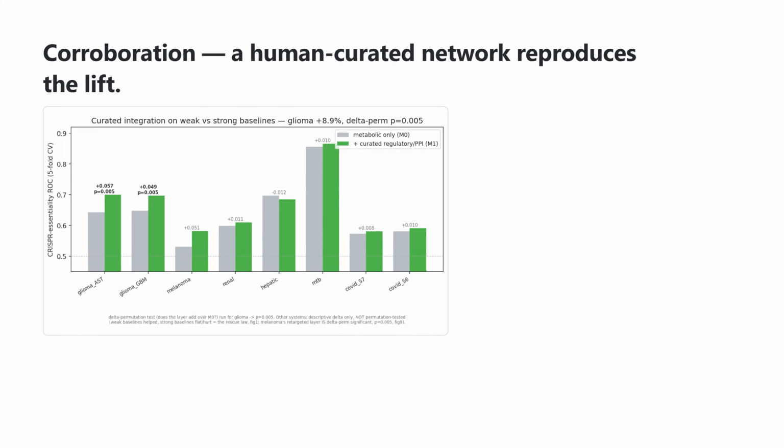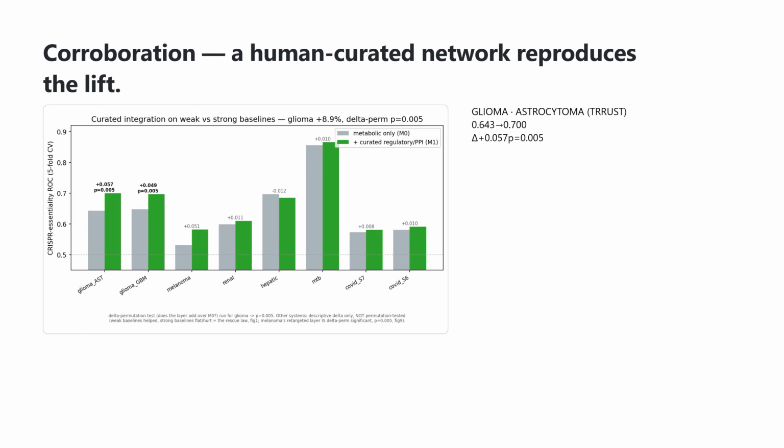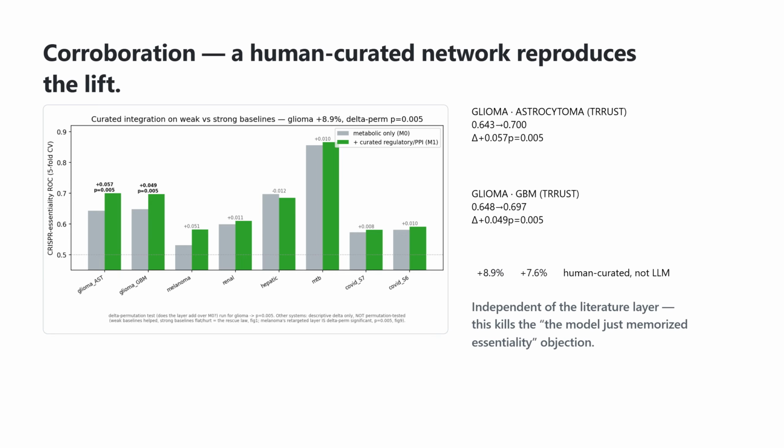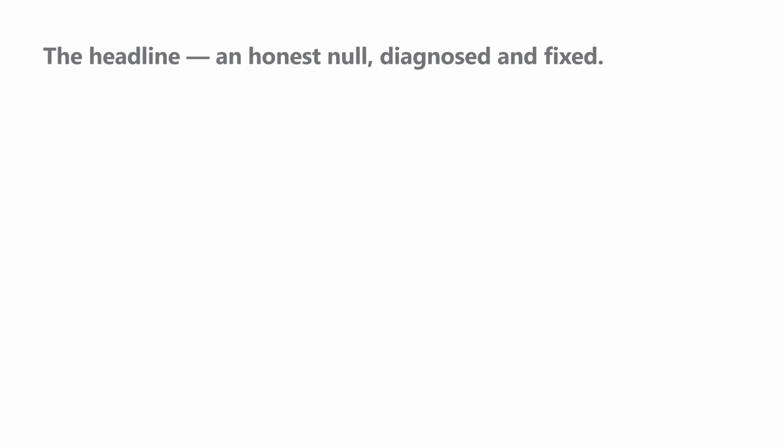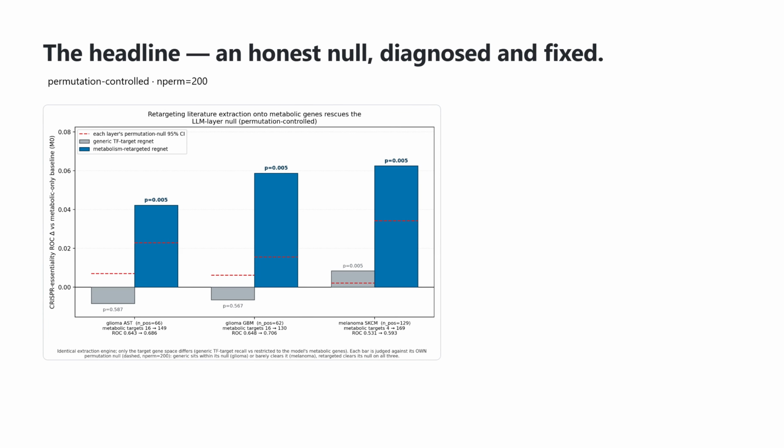Start with the corroboration. A human-curated network reproduces the rescue. Hand-curated, not from any language model, it lifts weak glioma baselines by nearly 9% at p equals 0.005. It's independent of the literature layer, and it kills the objection that a model simply memorized essentiality, which sets up the headline: a negative result, diagnosed and fixed.